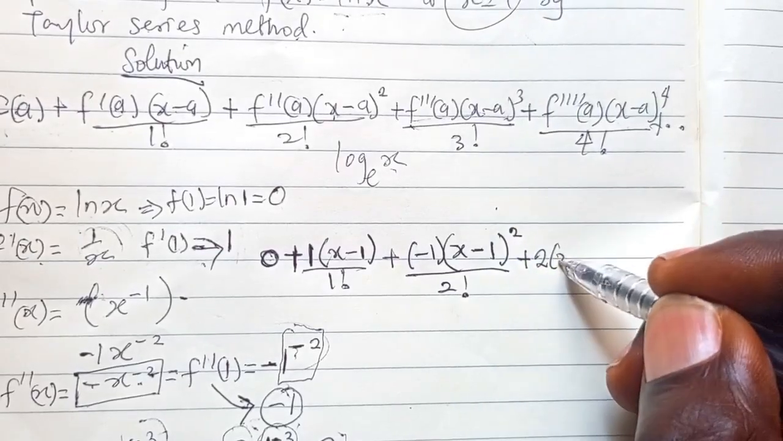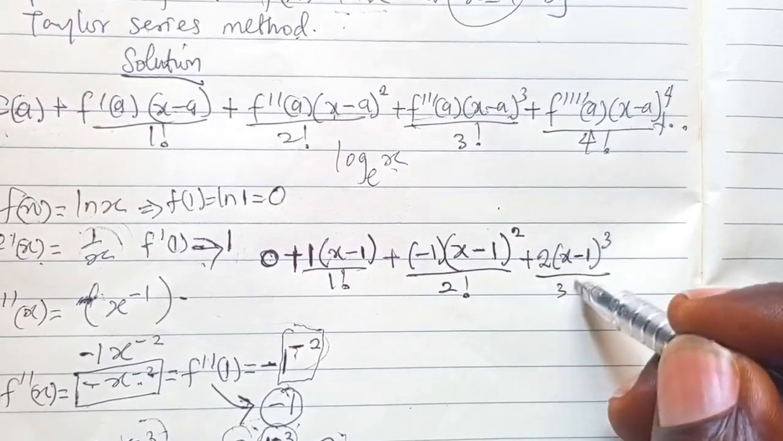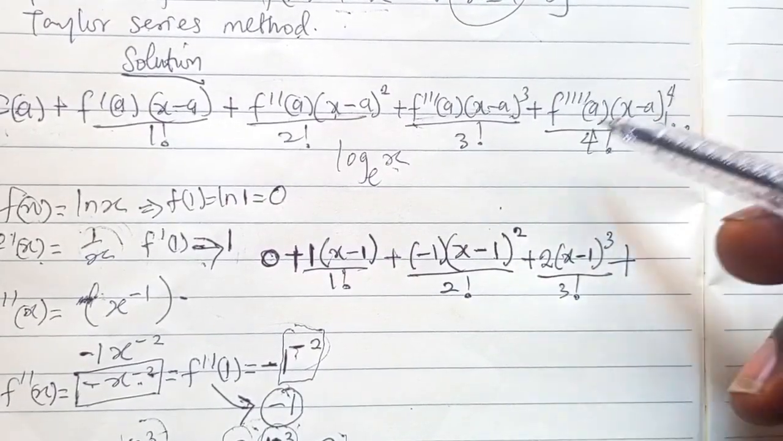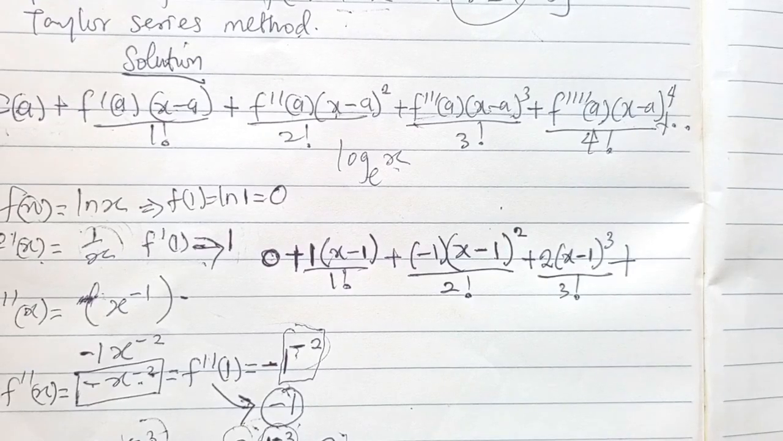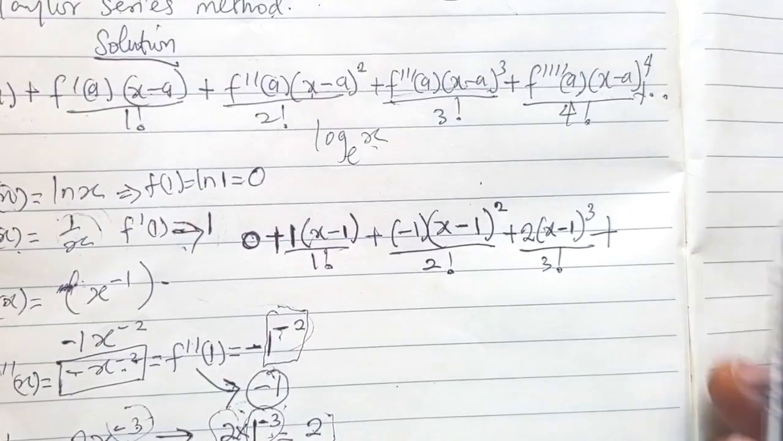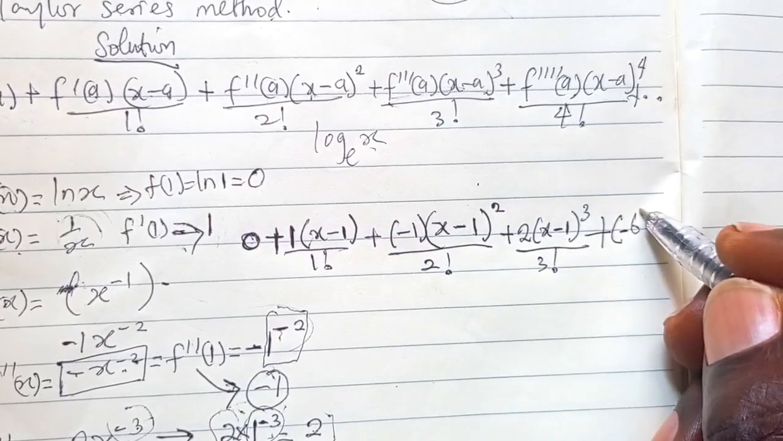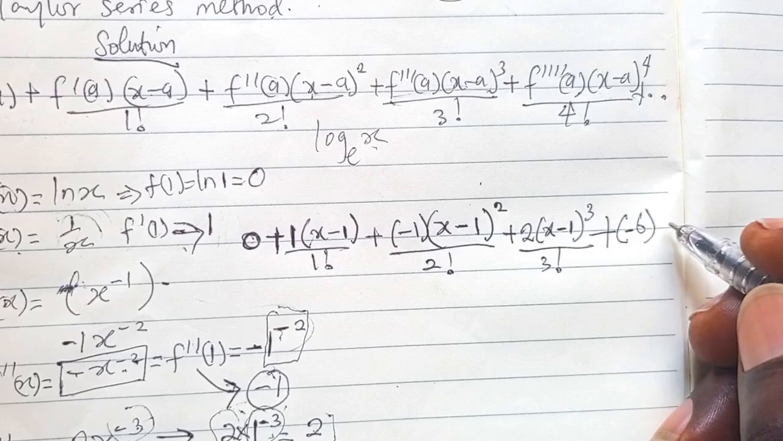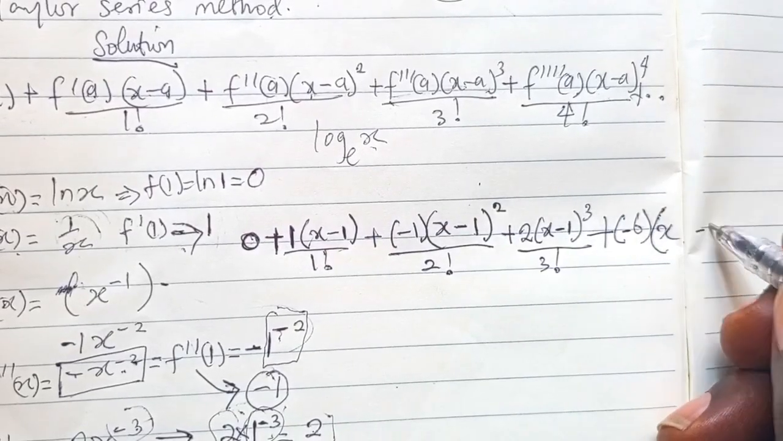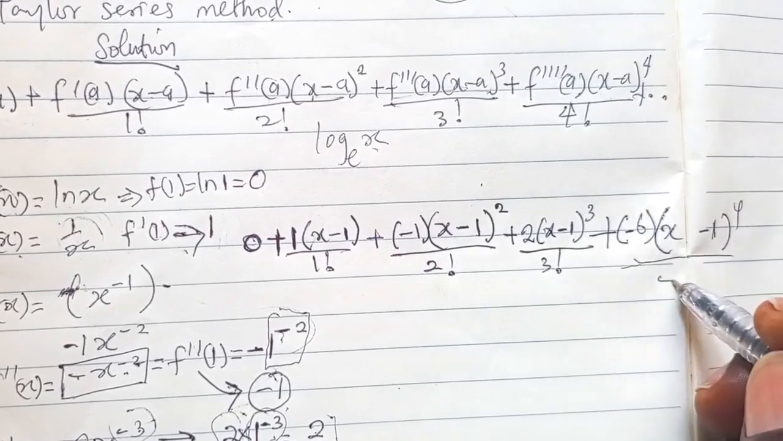I'm going to write (x minus 1) cubed divided by 3 factorial, plus the last part, which is f triple prime of a. That's the fourth one. The answer was minus 6, you can see it here. So I'm going to write minus 6. Then, sorry about this small space, I'm going to write (x minus 1) raised to the power 4 over 4 factorial.